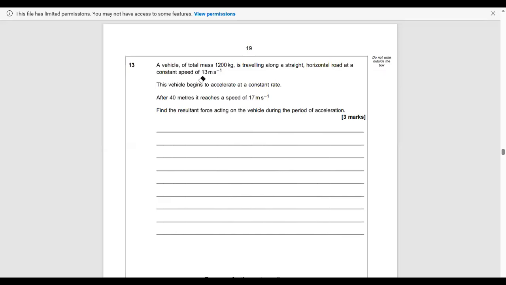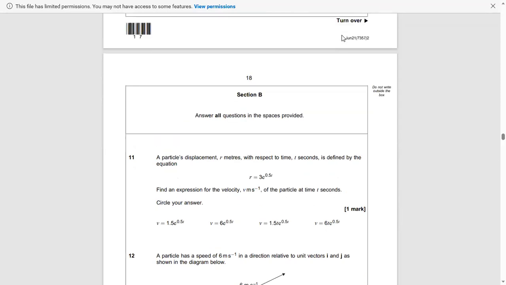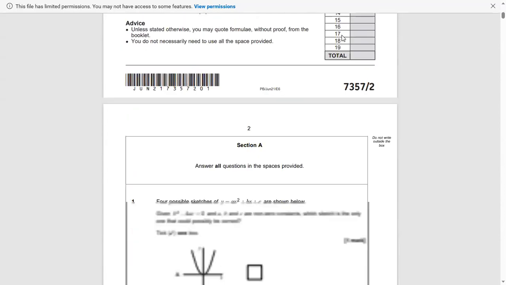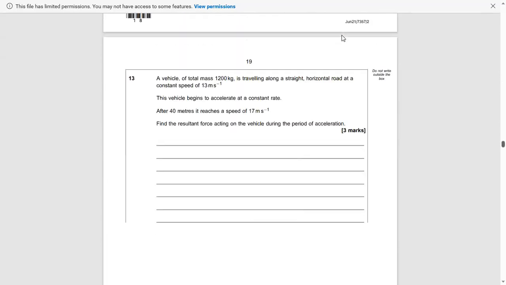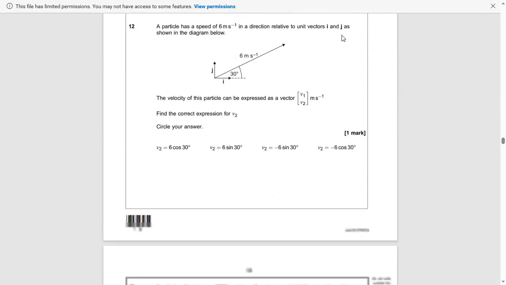Hi everyone. Today we're going to carry on with what we were doing yesterday. Yesterday we did question 11 and question 12 from the AQA A-level maths paper 2, 2021. These were the two multiple choice mechanics questions.